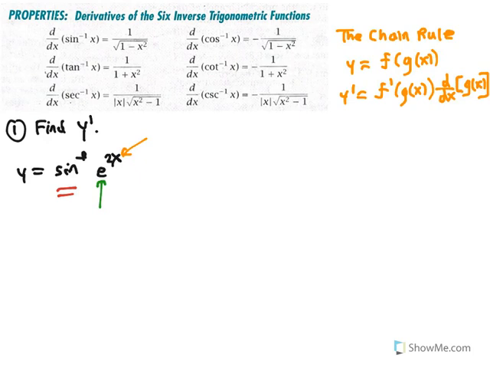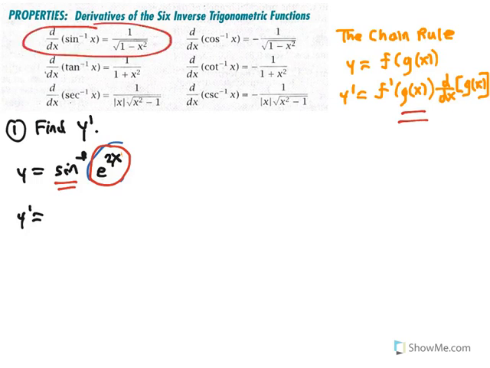And we are, of course, taking the inverse sine of e to the 2x. So we begin by seeing e to the 2x as the inside function, where the outside function is the inverse sine function. So to find the derivative, you use the chain rule, because we have a composition of functions here. And you begin by taking the derivative of the outside function evaluated at the inside function of e to the 2x. And of course, what is the derivative of the inverse sine function?